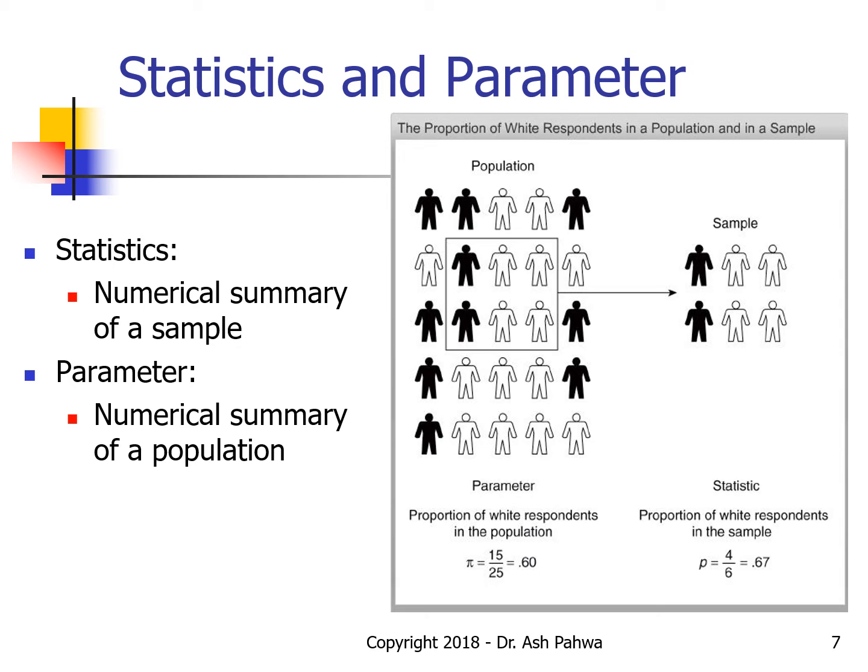Now let us define another term which is called a parameter. Parameter is same as statistics, but parameter is defined for the population. So now suppose here we have a population, and again in this population we have 25 people, and out of those 25, 15 are white. So we can say that the parameter value in the population is 15 out of 25, and that comes out to be 0.60. So that is the basic difference between statistics and parameter.